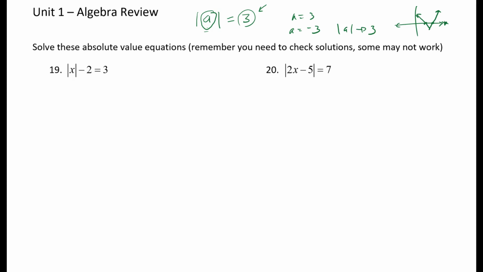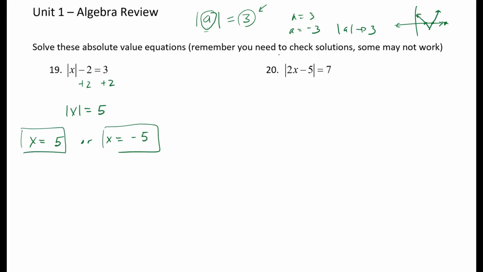Okay, so this first one, just like usual, we're trying to get x initially by itself. So x is inside the absolute value, so in order to get that absolute value expression by itself, we're going to add 2 to both sides. We're going to get the absolute value of x equals 5. And then we're going to use that property I just talked about. The absolute value of x is going to either equal 5 or x will equal the opposite of 5. And in this case, we don't need to continue simplifying. Those are the two answers.